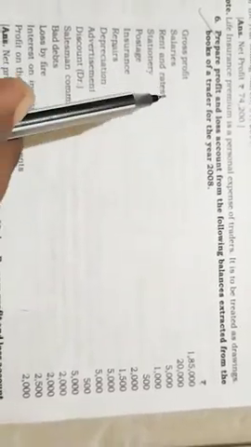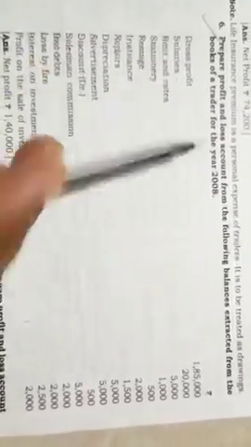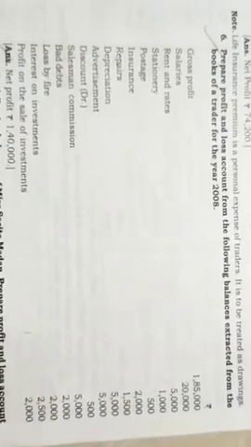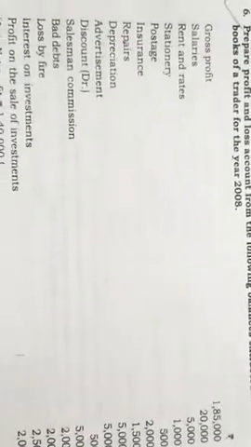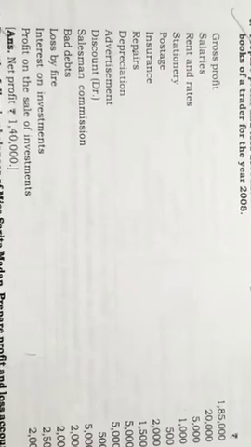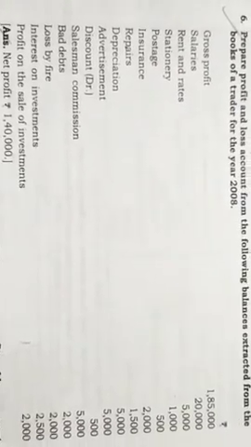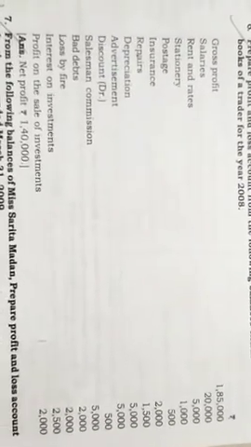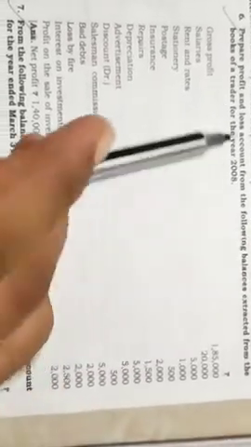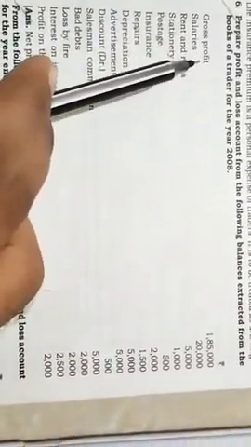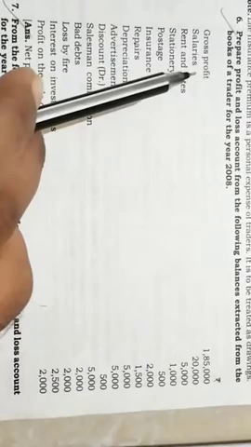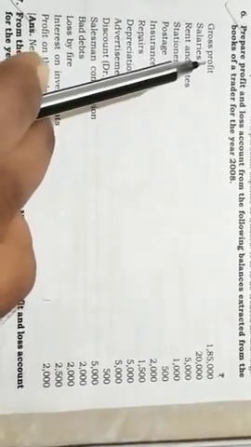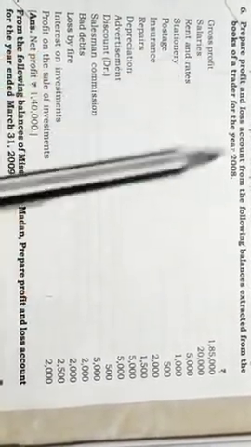So before going to the solution of this question, let us have a proper look at what these items actually are. The first item is gross profit. Gross profit is taken to the credit side of profit and loss account because it has been posted to the debit side of trading account when it was calculated.